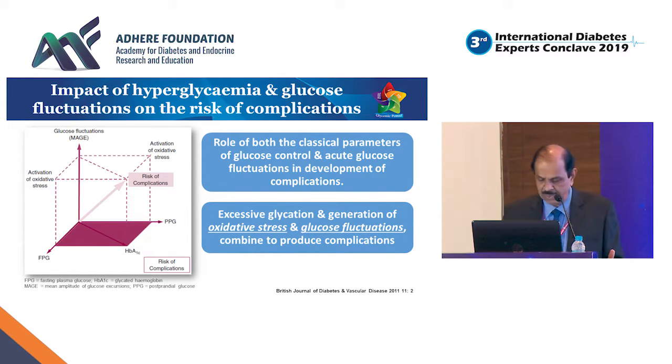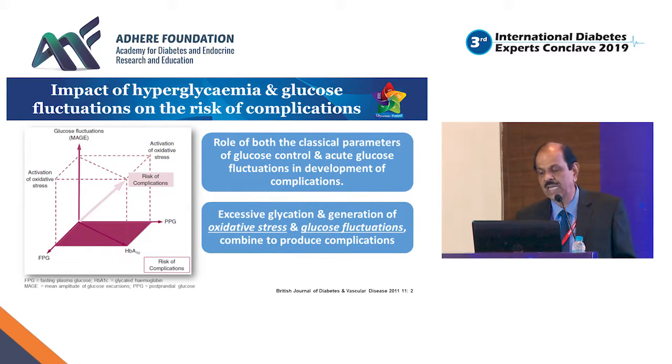This is a very important aspect, which was first proposed by Louis Monnier from France. You have two parameters at each test, a fasting sugar and a prandial sugar, and that decides what the A1C is. So that's the vector which tells us the possible complications when you estimate A1C in these patients. But what is more important is the mean amplitude of excursions, which acts as an extra dimension, and that makes the cube. This is responsible for the classical parameters of glucose control and acute glucose fluctuations in the development of complications.